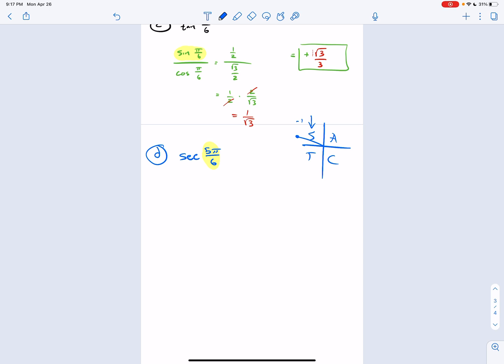Okay. I remember that secant is the reciprocal of cosine. So since I'm dealing with cosine, it's definitely not going to come out positive because I'm in quadrant 2 and only sine is positive. So I know my final answer is something negative. I'll just leave that there so I don't forget.